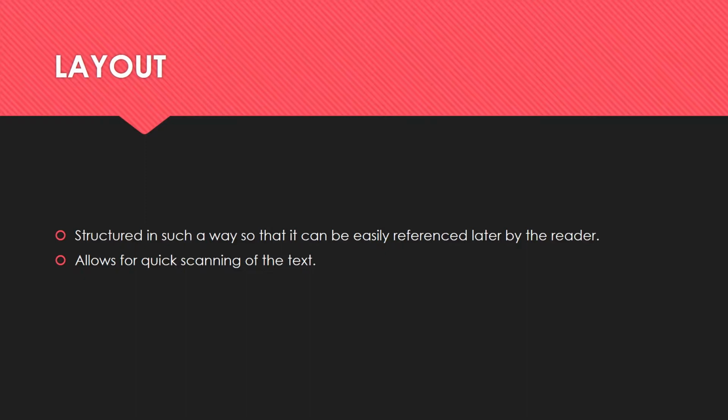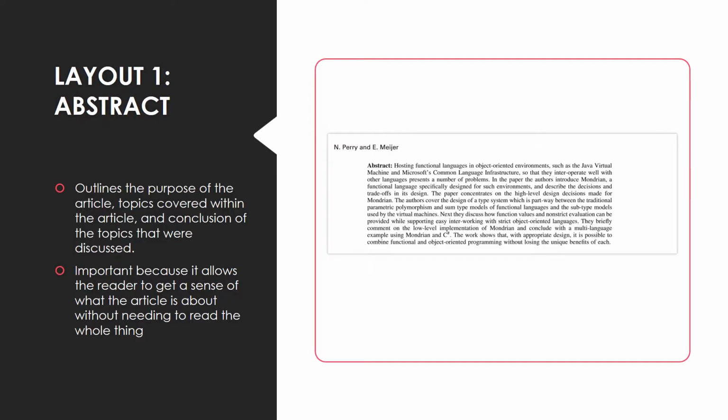The layout allows for the reader to quickly find the pertinent information within the text without even necessarily reading through it in its entirety. Each paper begins with an abstract which outlines the purpose of the article, the topics covered within the article, and the conclusion to the ideas explored within the paper. This allows the reader to get a more general sense of the ideas discussed in the article without even needing to delve deep into it. This also makes the finding of valuable sources when conducting academic research much easier.